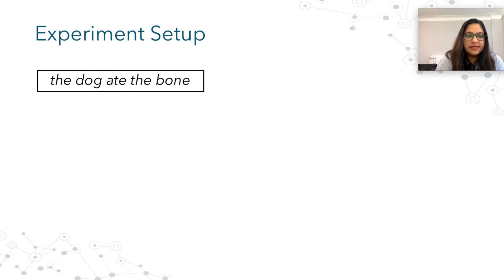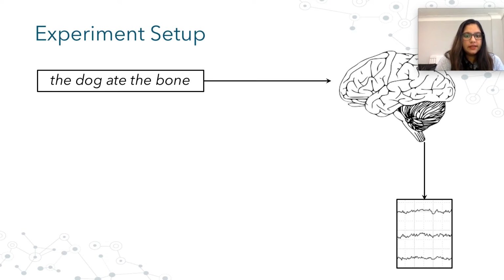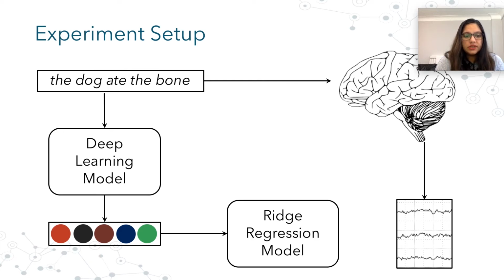Let's look at our experiment setup for this study. The simple sentence is shown to the subject and its brain activity is captured. The same sentence is shown to a deep learning model to capture the context representation. This context representation is then transformed using a linear ridge regression model into the brain activity. At the time of training, we use the true brain activity to train this linear ridge regression model, while at the time of testing, we calculate accuracy of predicting this true brain activity.